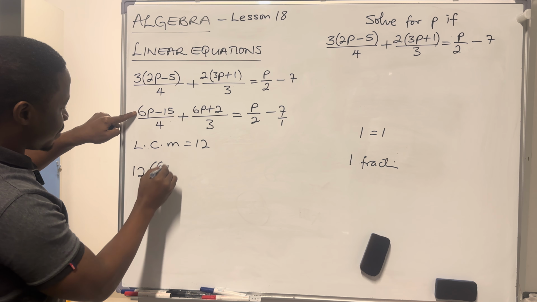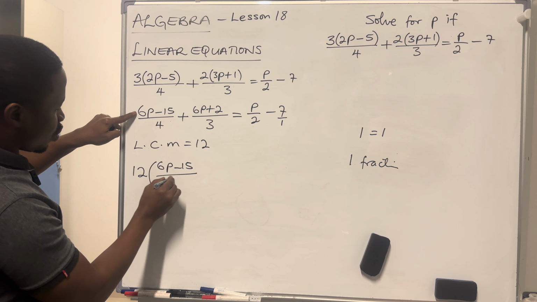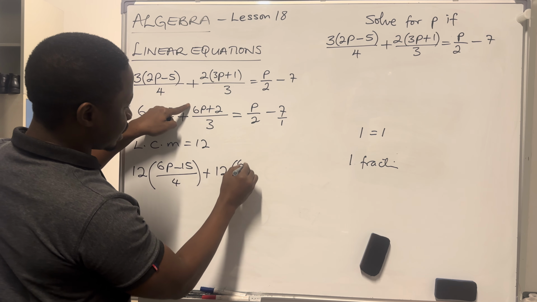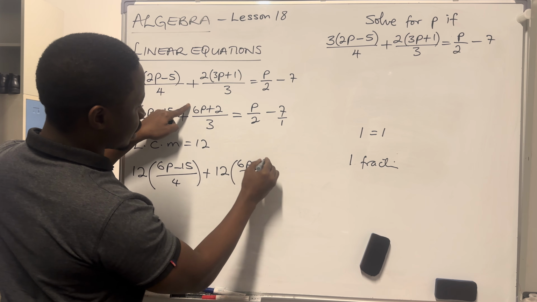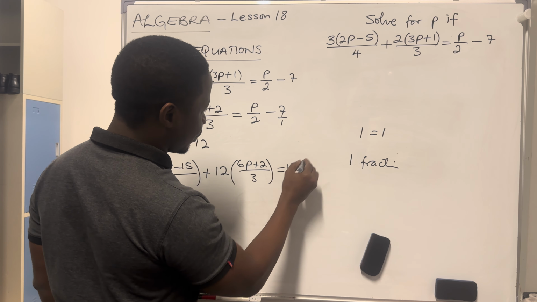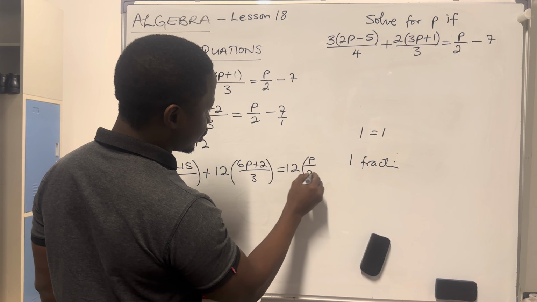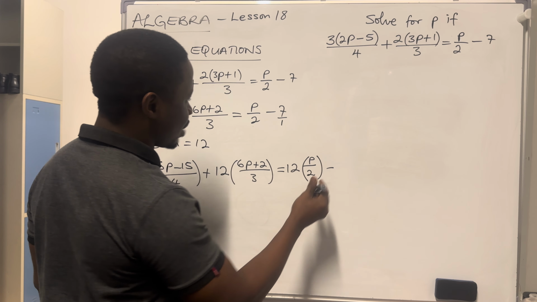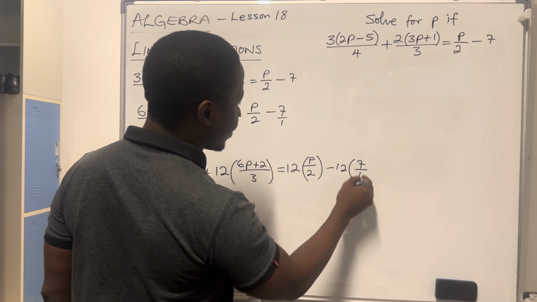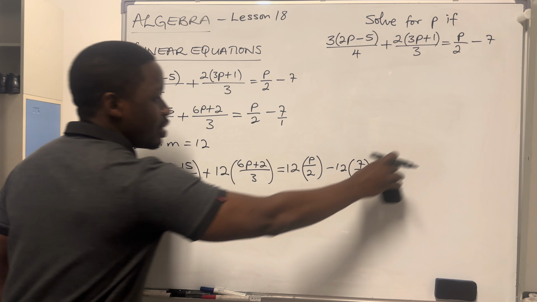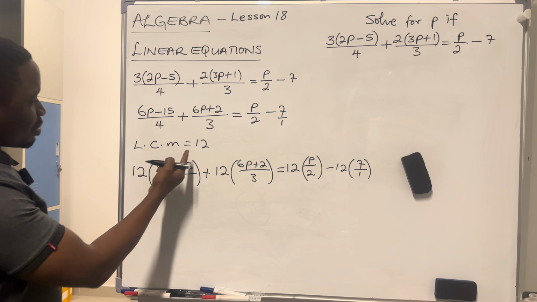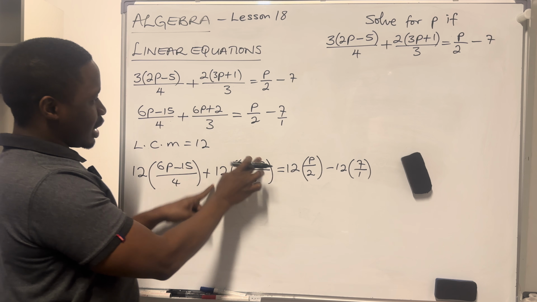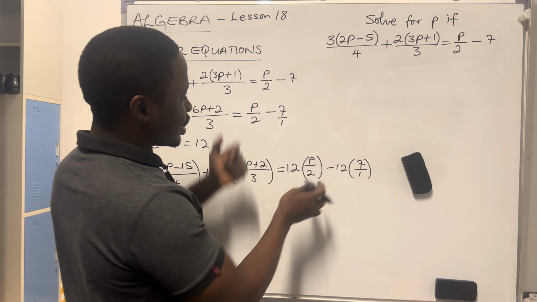This term is 6p minus 15 over 4. The LCM is 12 multiplied by 6p plus 2 over 3. The LCM is 12 multiplied by p over 2. And the LCM is 12 multiplied by 7 over 1, or simply 7. Because we cannot cross multiply, that's why we have the LCM. The LCM multiplies this plus the LCM multiplies this, equal to the LCM multiplies this minus the LCM multiplies this.